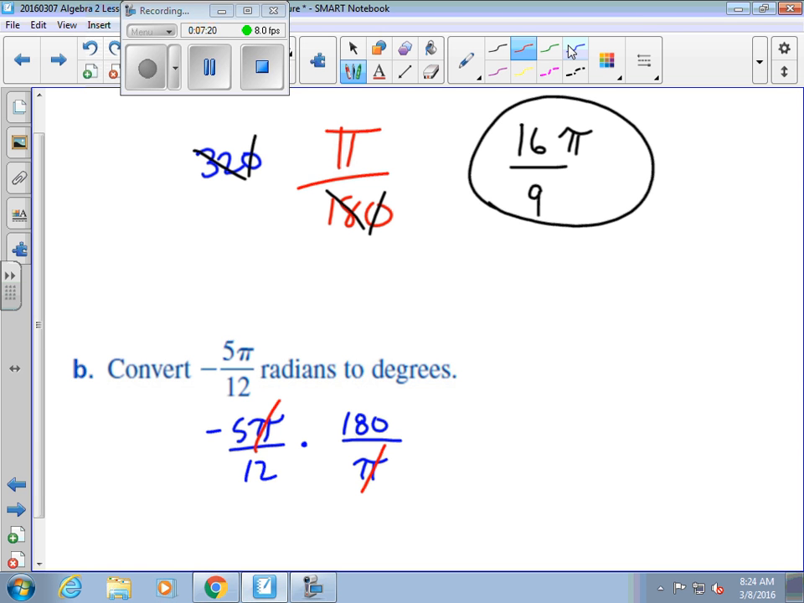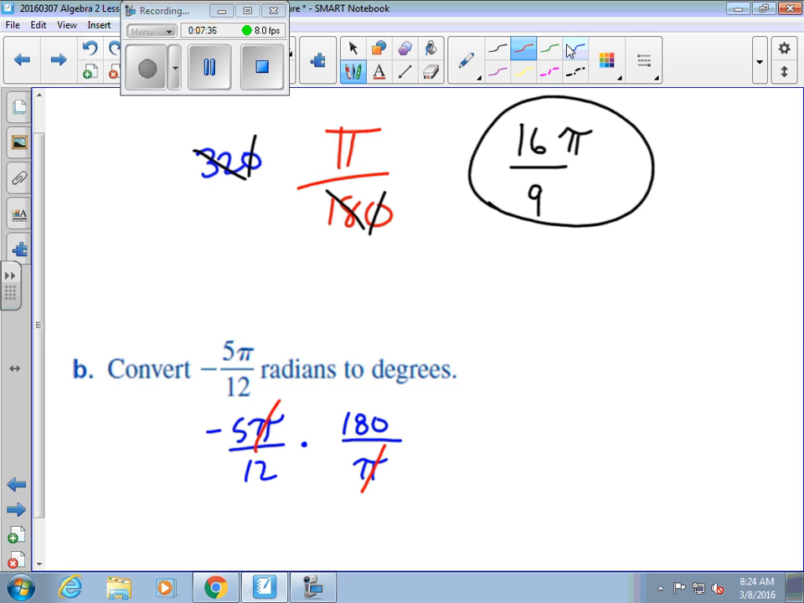Some of y'all thought it was easier yesterday to just multiply straight across and then simplify it. Other people might think it's easier to simplify it first. The number 12 goes into itself. When it goes into 180, you're left with 15.